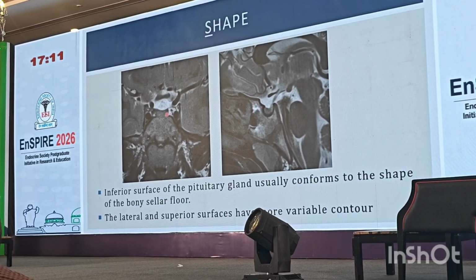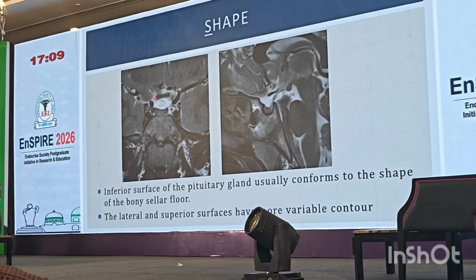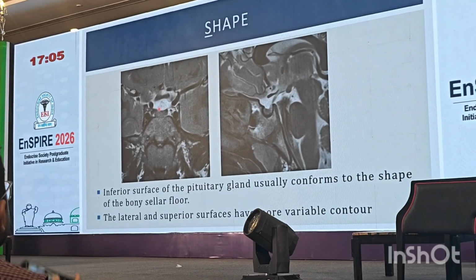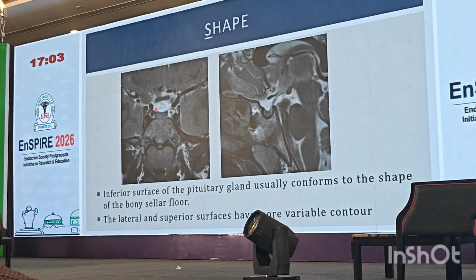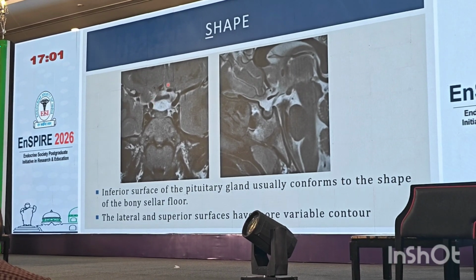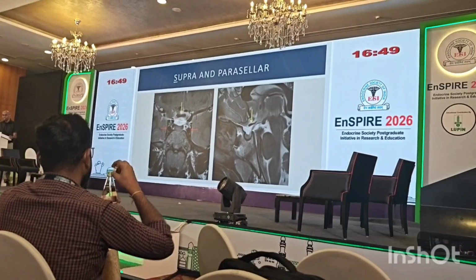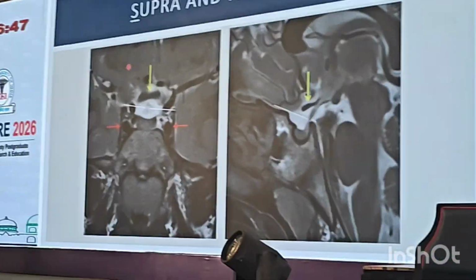But the lateral and the superior surface of the pituitary is usually flat or concave like this. You can see it as a smooth margin; it is flat or concave like this. So it may have a variable contour, because this area is the suprasellar or the parasellar views.